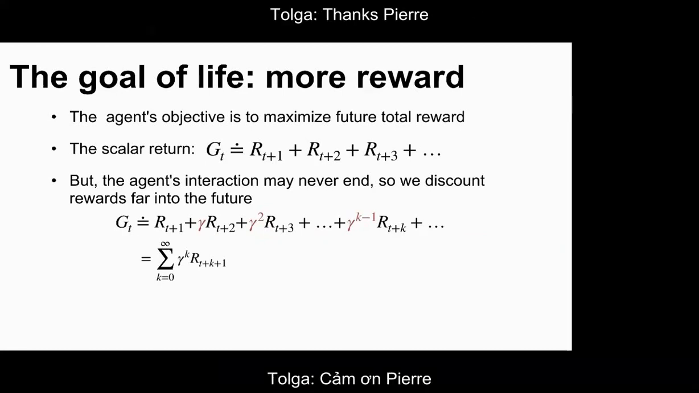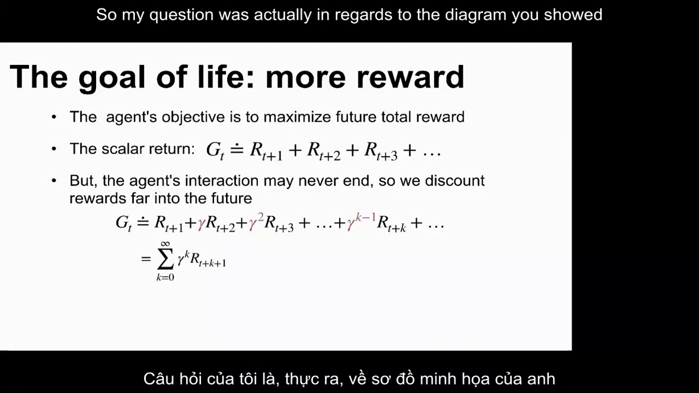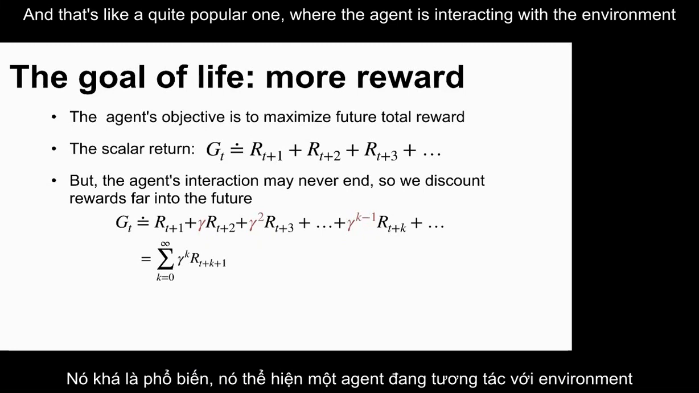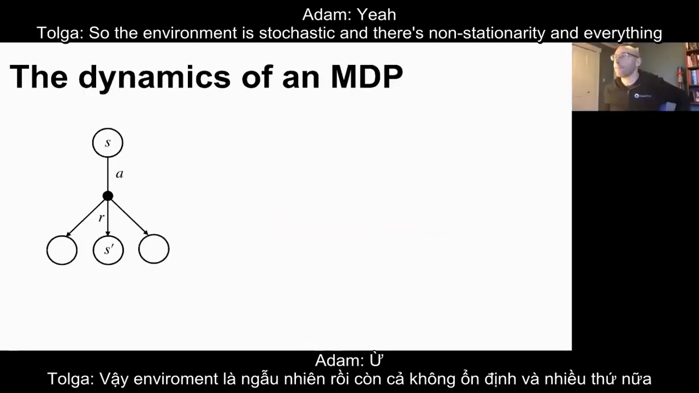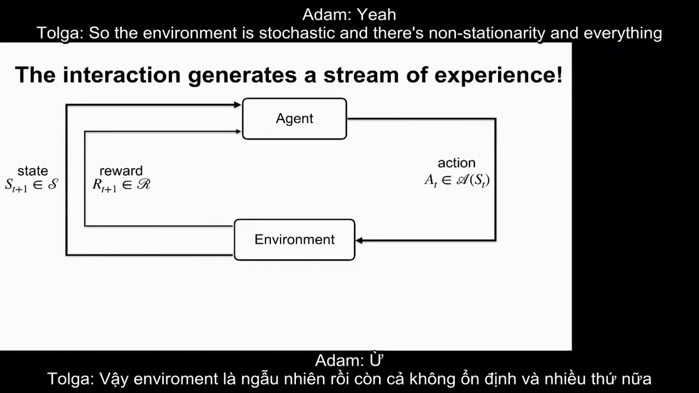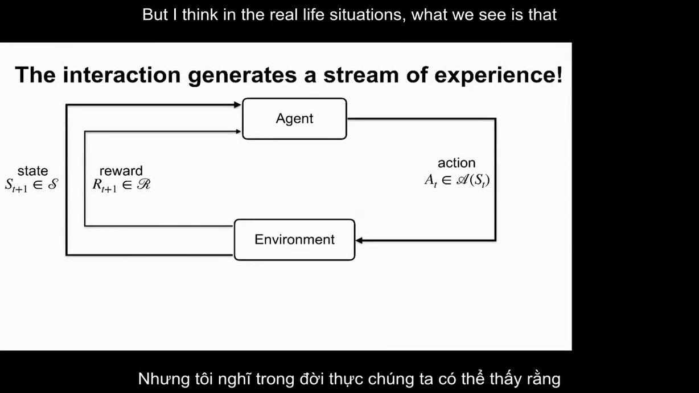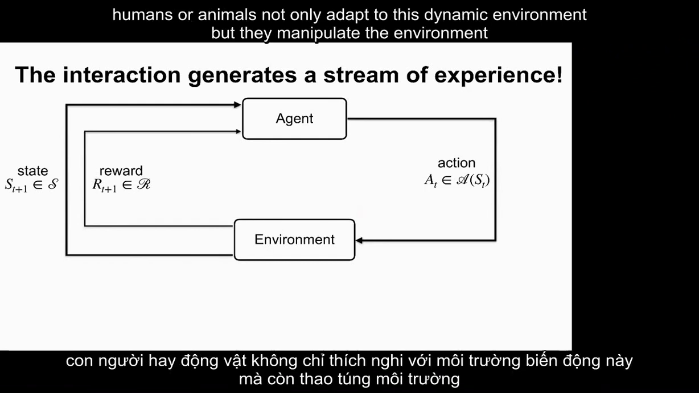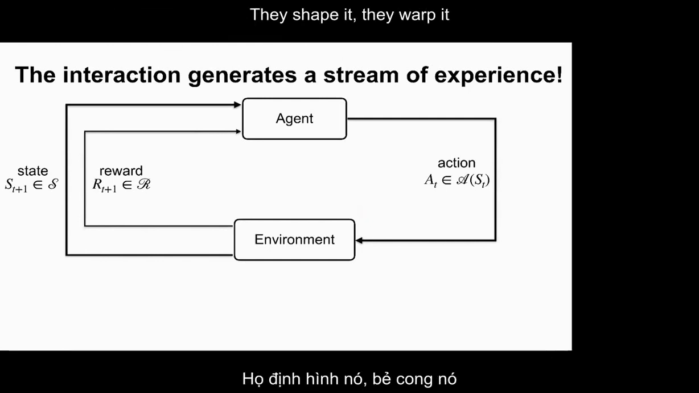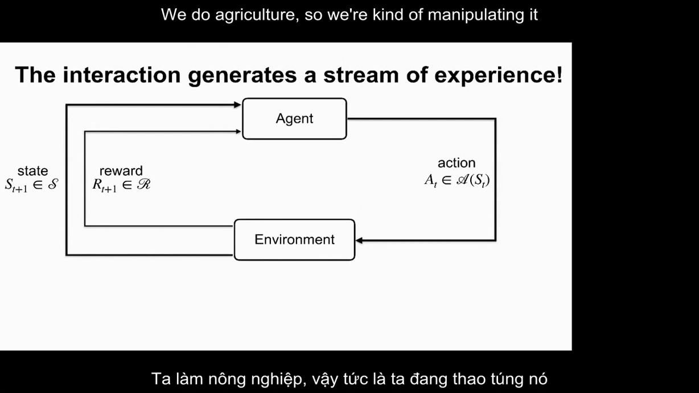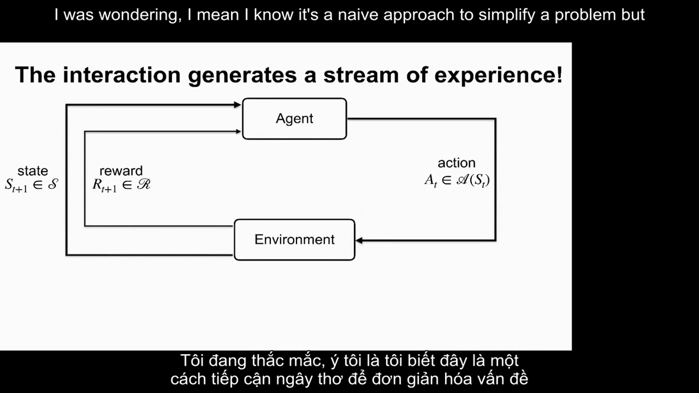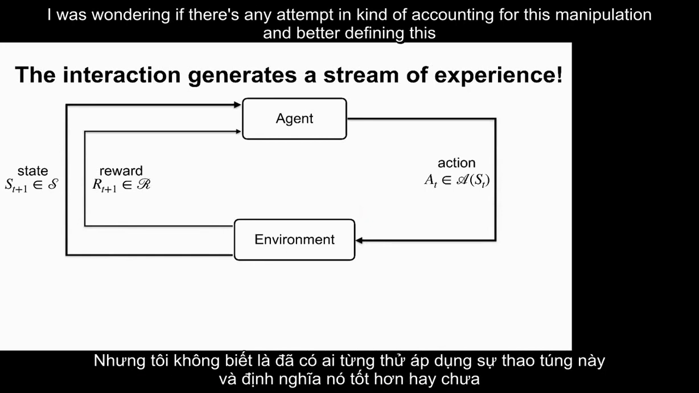Thanks, Pierre. So my question was in regards to the diagram you showed, which is quite popular, where the agent is interacting with the environment. The environment is stochastic and there's non-stationarity and everything, but in real life situations, humans or animals not only adapt to this dynamic environment, but they manipulate it, they shape it, they warp it. We build cities, we do agriculture, so we're manipulating it. I know it's a naive approach to simplify the problem, but I was wondering if there's any attempt at accounting for this manipulation in better defining the environment.